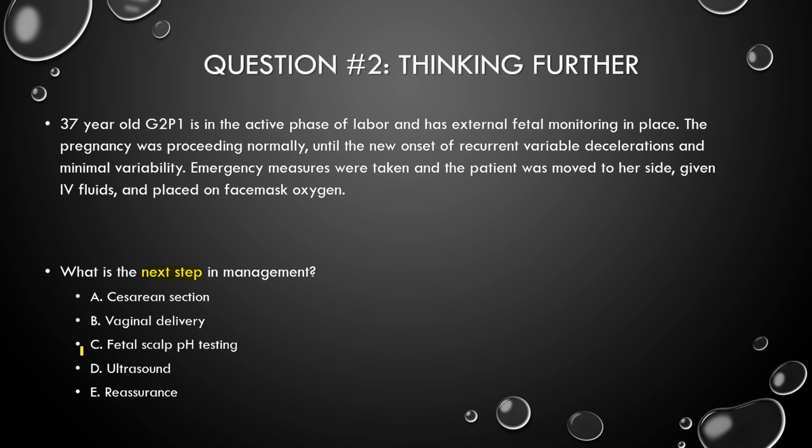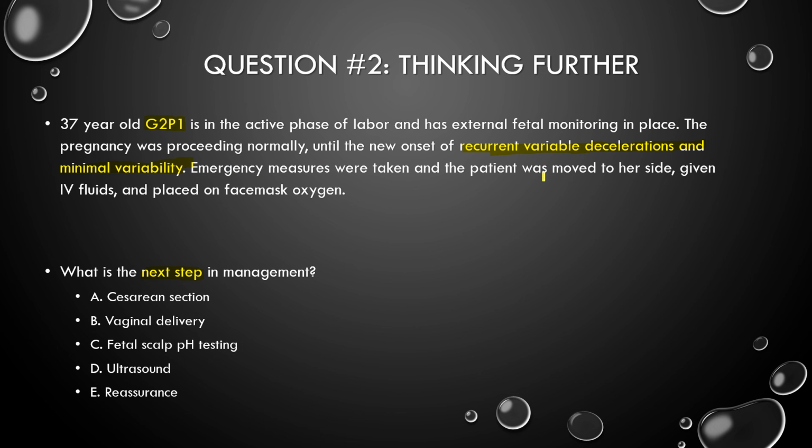So a 37-year-old G2P1 is in the active phase of labor and has external fetal monitoring in place. The pregnancy was proceeding normally until new onset of recurrent variable decelerations and minimal variability. So we talked about this. This is not a good sign, right? So we have recurrent variable decelerations.